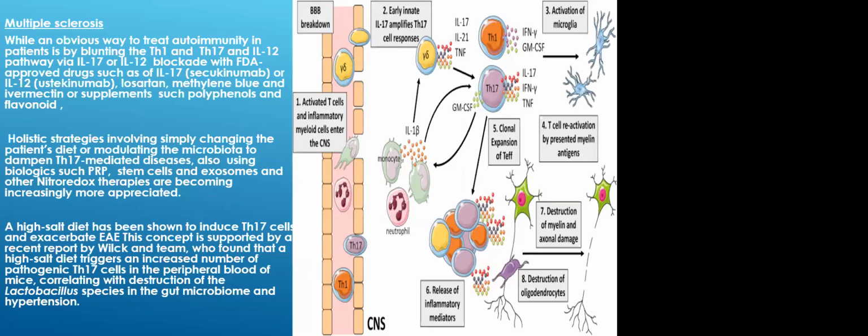So how we can treat autoimmunity is by blunting the Th1 and Th17 cytokines, right? Which are interleukin 12 and interleukin 17. If we find a way to block them, yes, we do have antibodies. We have blockers for that, and they're FDA approved. The one for interleukin 17 is called secukinumab, and then we have another antibody which blocks interleukin 12. So those are antibodies. We call them biologics. They are cytokine blockers.